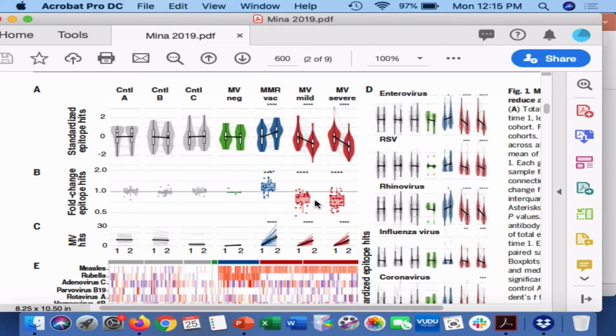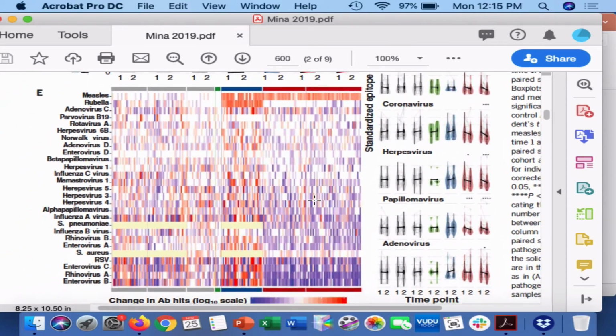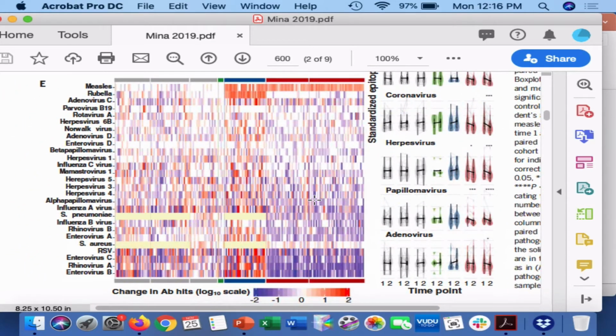You can see that over here, where they look at specific pathogens, enterovirus, RSV, rhinovirus, influenza, and they see this happening. Here they actually are doing it for a number of pathogens. Blue means it goes away, red means it doesn't go away. And what you can see is in all of the measles cases, most of the patients they studied were blue. There's a lot of blue over here. So again, these patients are largely losing all of their memory cells.